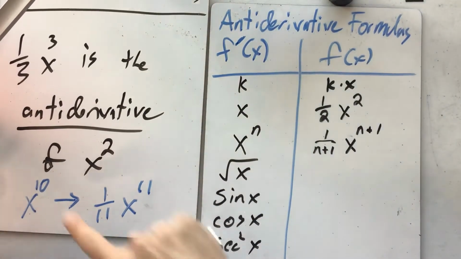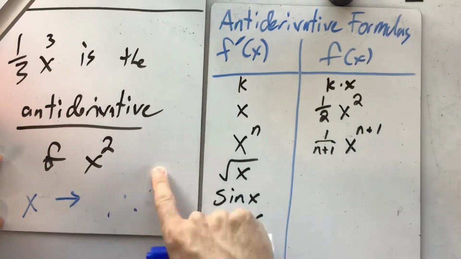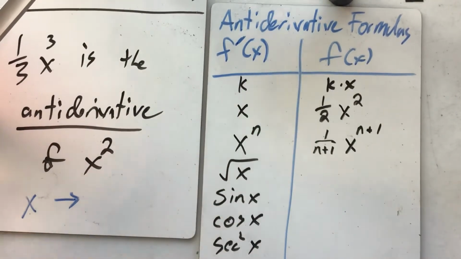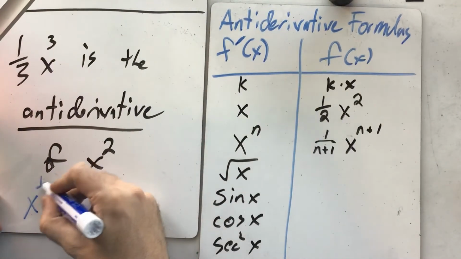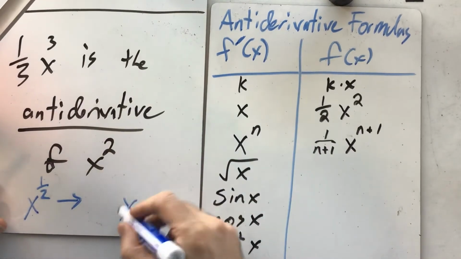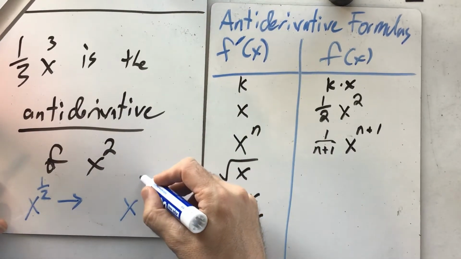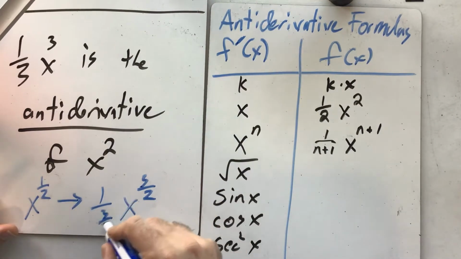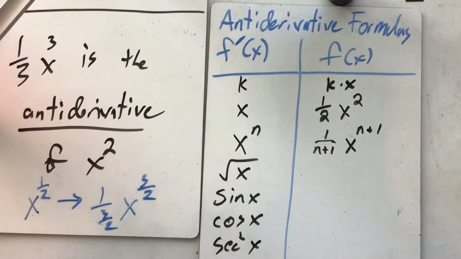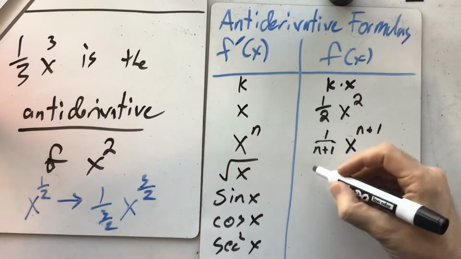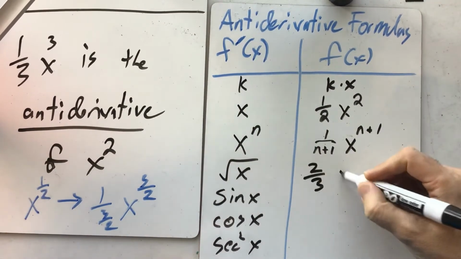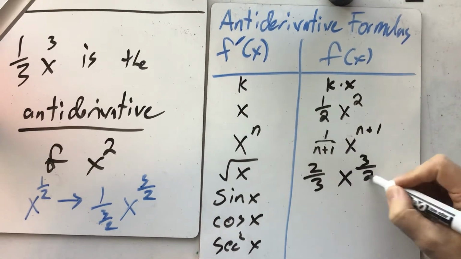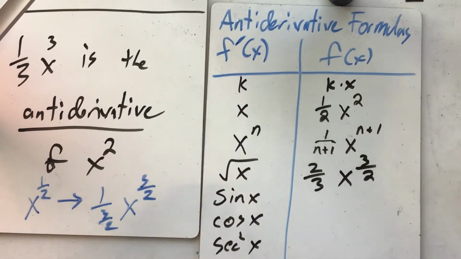Okay, so how do we do a square root? Well, it turns out square roots work the exact same as always. And square roots, we would have a 1/2. So we'd have to add 1 to the 1/2, which becomes 3/2. And then we divide by 3/2. So we get 1 divided by 3/2. And instead of that, I'm going to flip that fraction, and I'm going to write it as 2/3 x to the 3/2.